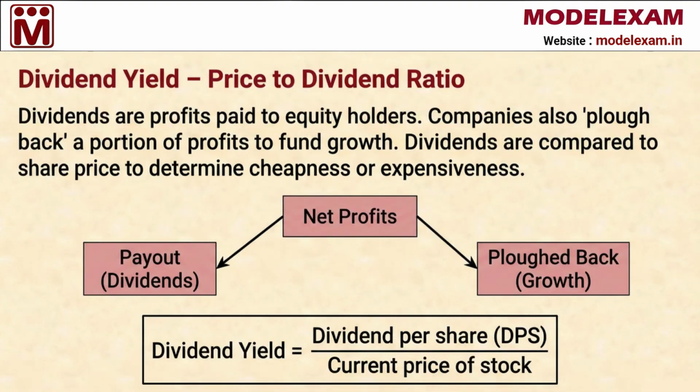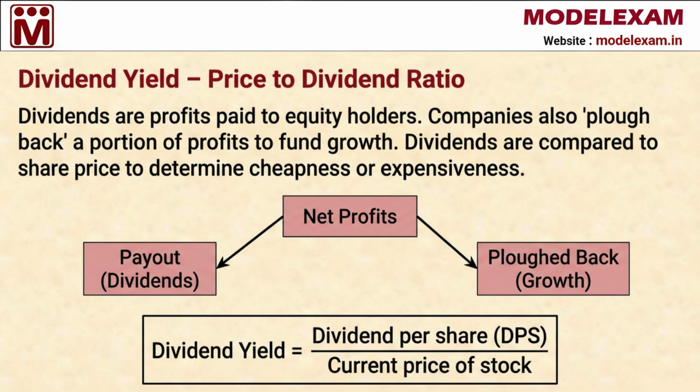Let us start with the first concept, which is dividend yield and the price to dividend ratio. You must understand that dividends are simply the profits that a company pays out to its equity holders. However, companies rarely pay out everything. They often plow back a portion of their profits to fund future growth.